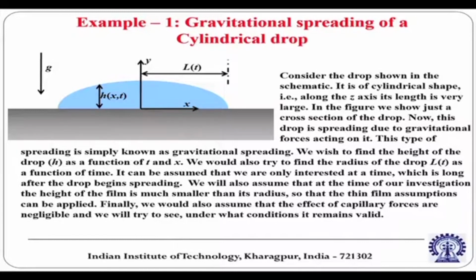What is our objective? Our objective is to find out the height of the drop as a function of t and x. We would also find out the radius of the drop, L(t), as a function of time. It can be assumed that we are only interested at a time which is long after the drop begins spreading.